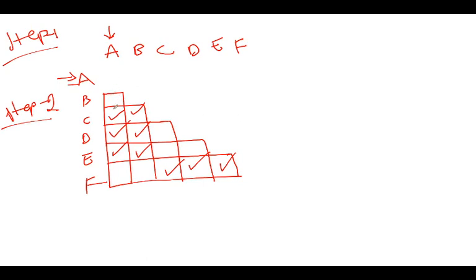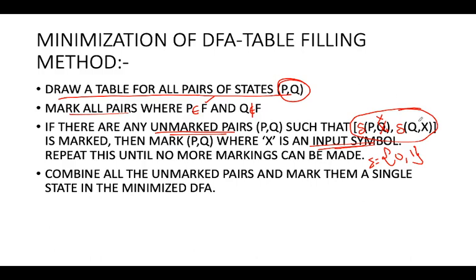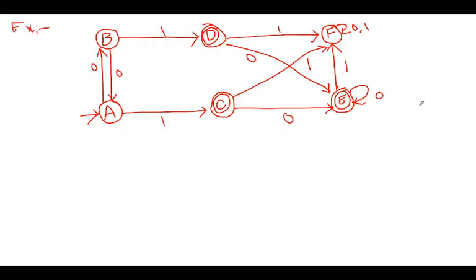Unmarked pairs like AB, DC, EC, ED, FA, FB, only such unmarked pairs we have to apply that condition to. So you have to observe it like first the A comma B pair in the row. Now transition of A comma 0, where 0 is an input symbol and A is the first state of the pair.